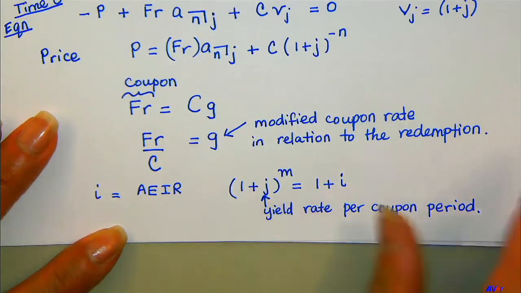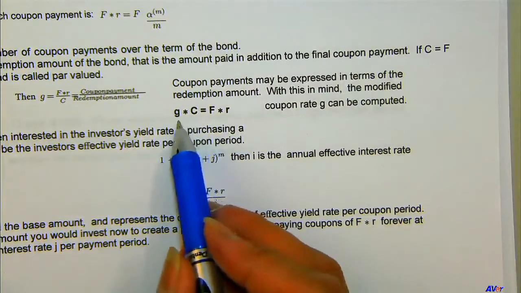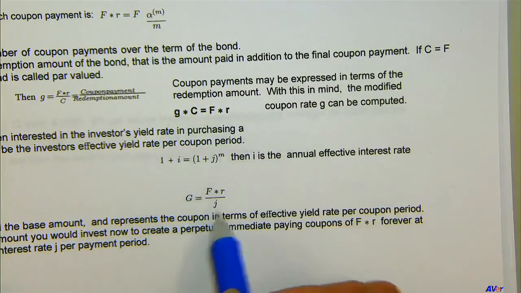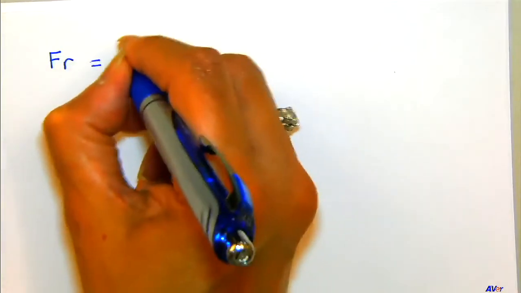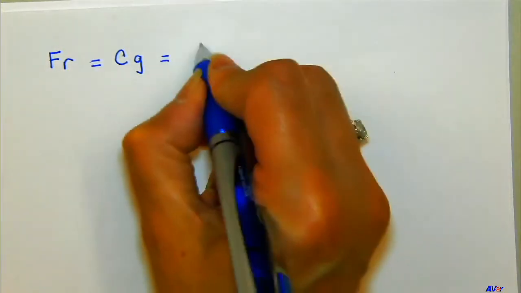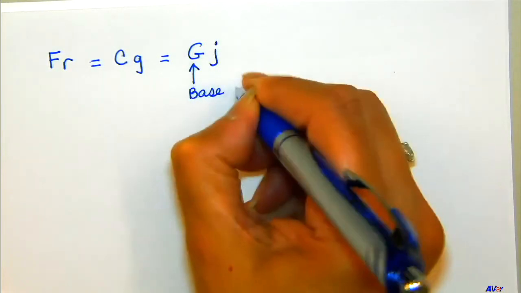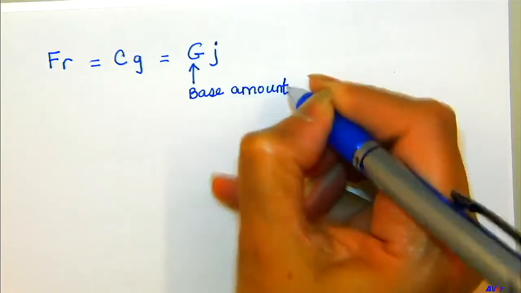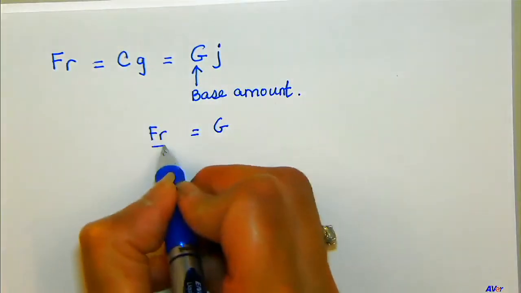Okay. Next, it says Fr equals Cg is also equal to Gj. Let's talk about that. Fr, that's the coupon, is equal to Cg. As we know, g is equal to Fr over C, is equal to Gj. So G is called the base amount. So G is equal to Fr over j.